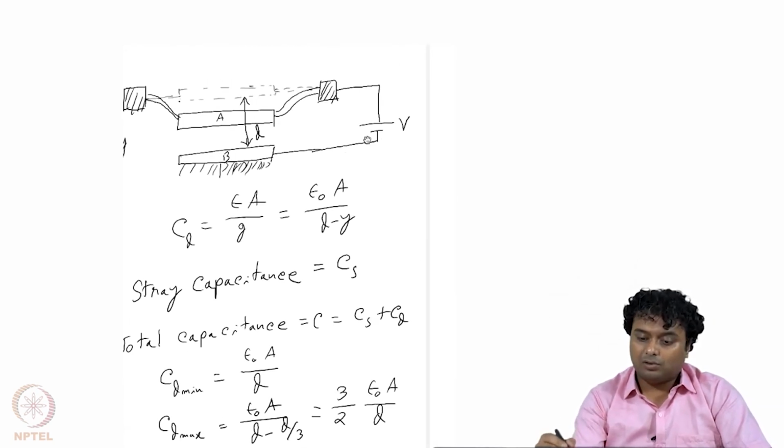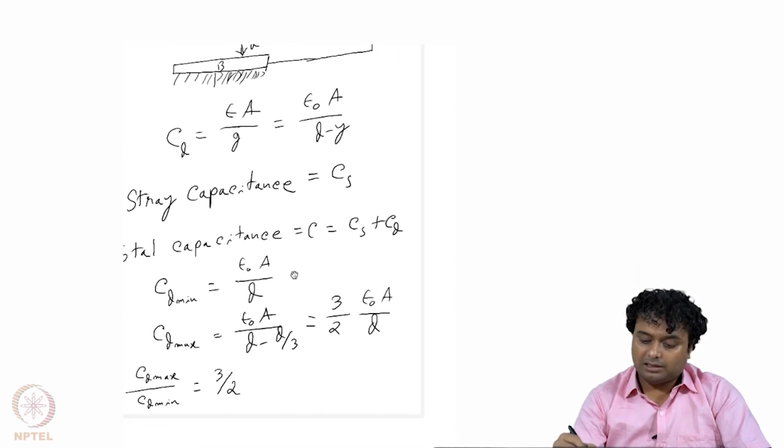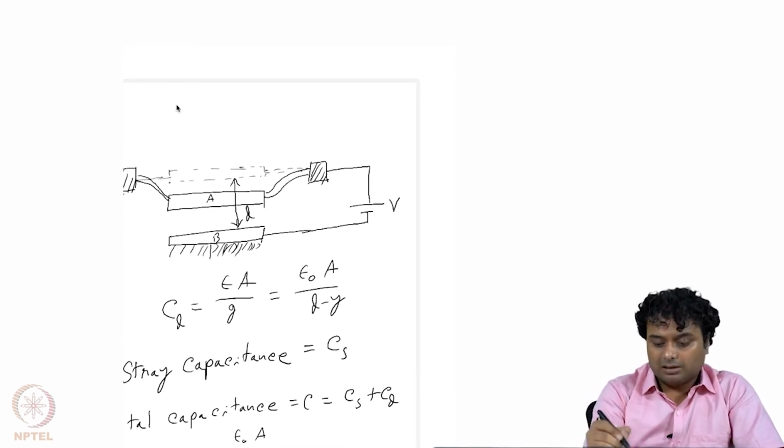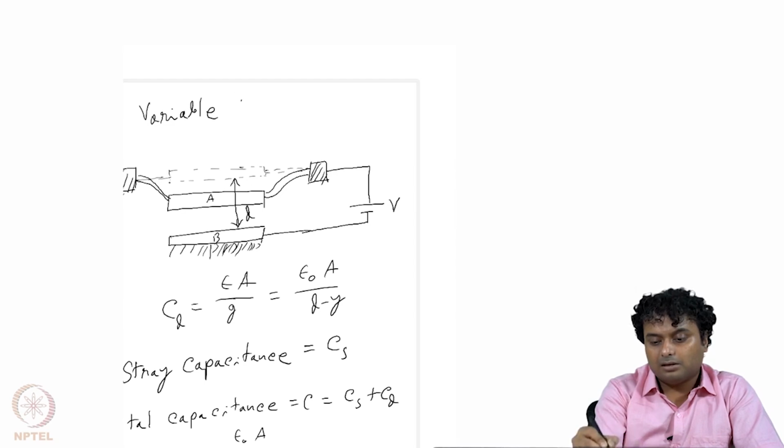So we can apply different voltages and make the top plate stable at different positions, and accordingly change the capacitance of these two parallel plates, and this is called a variable capacitor.